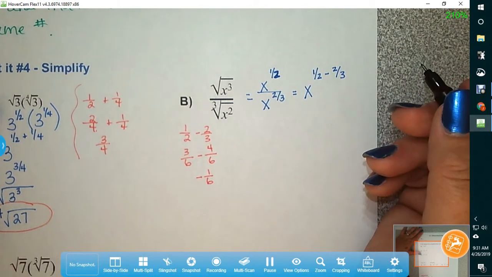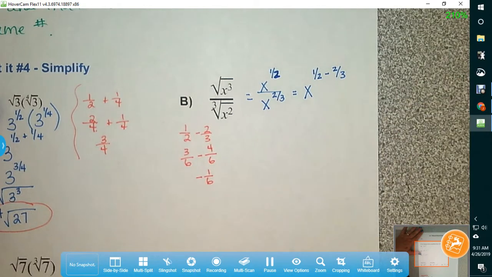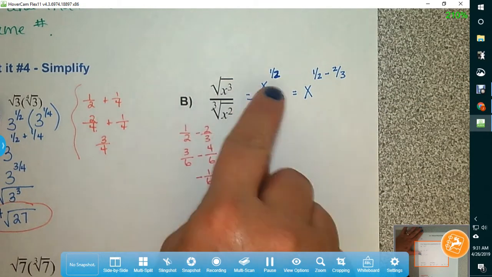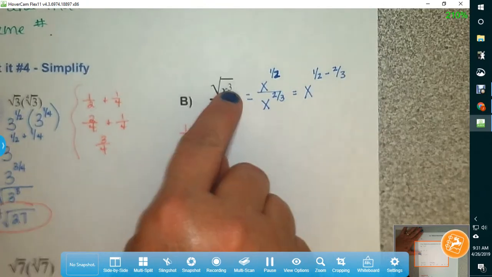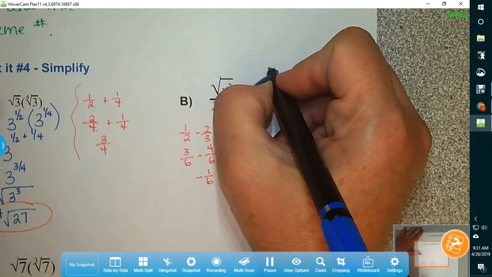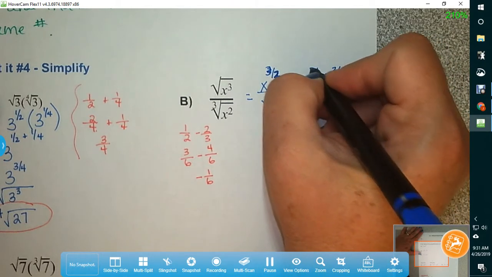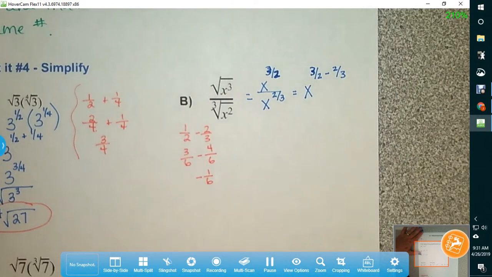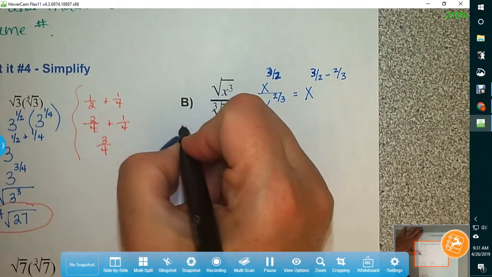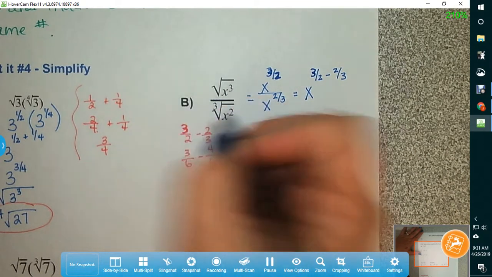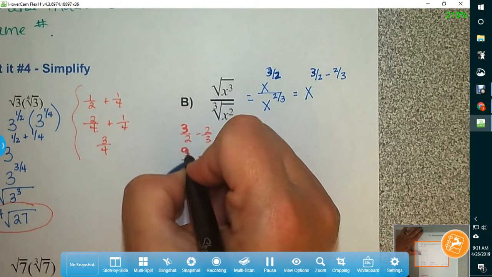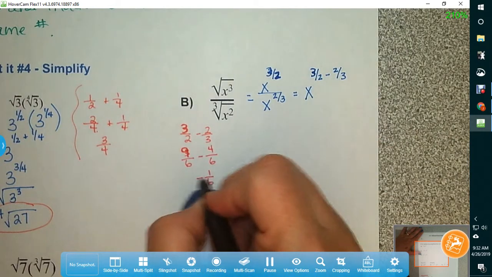Oh, hang on. This is all wrong. This is not x to the 1/2. My exponent is 3, so it should be 3/2. Sorry, guys. It happens. So when I change this to a 3, 3 over 2 becomes 9 over 6.